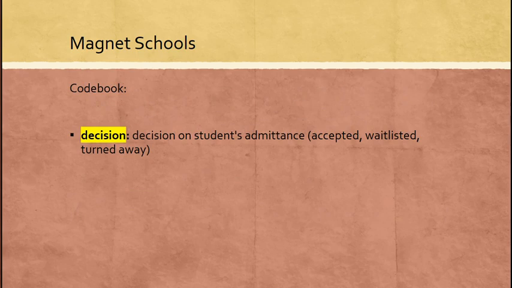When I give you a data set, I'll usually give you a codebook that goes with it. A codebook is basically a description of the variables of that data set. In this case, there is only one variable called decision. And that's the decision on the students, whether they were accepted, waitlisted, or turned away.